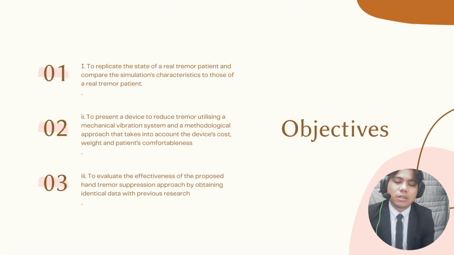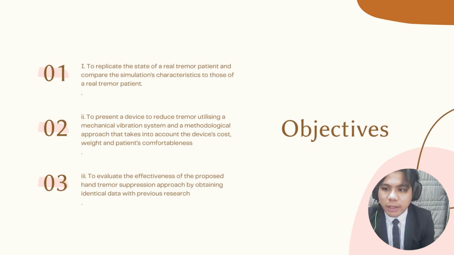The objective of this research consists of the following. First is to replicate the state of a real tremor patient and compare this simulation's characteristics to those of real tremor patients. Next is to present the device to reduce tremor utilizing a mechanical vibration system and a methodological approach that takes into account the device cost, weight, and patient's comfortableness. Lastly, to evaluate the effectiveness of the proposed head tremor suppression approach by obtaining identical data with previous research.